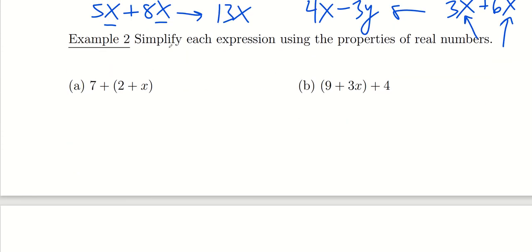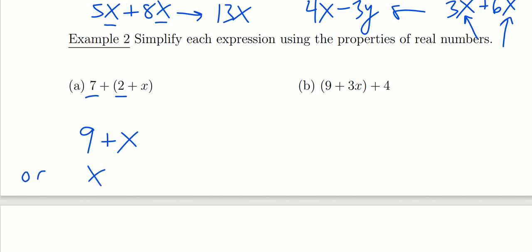In example 2, we're asked to simplify by combining the like terms. We know that addition is associative. So we can add the 7 and the 2 together here, which are like terms because they're both constants, to get 9 plus x. So in example 2, part A, the answer is 9 plus x.